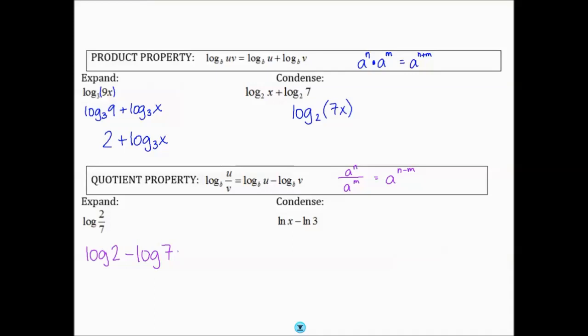And that's it. We can't evaluate any of those because we would be asking 10 to what power gives us 2 or 10 to what power gives us 7, and those are not easy to compute. If we are going to condense these logs, we have natural log of x minus natural log of 3. We can rewrite that as natural log of x over 3. I typically write natural log in cursive letters so that the L does not get mistaken for an I or a 1.